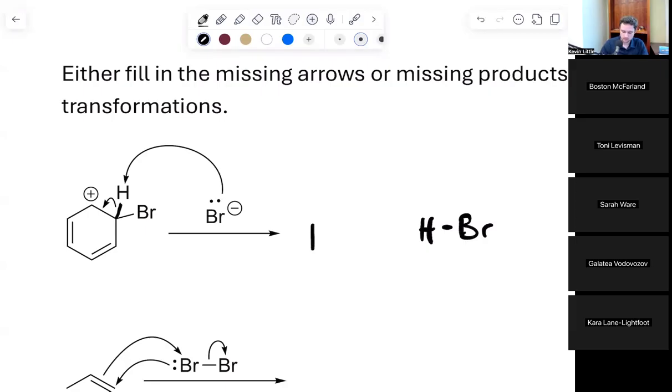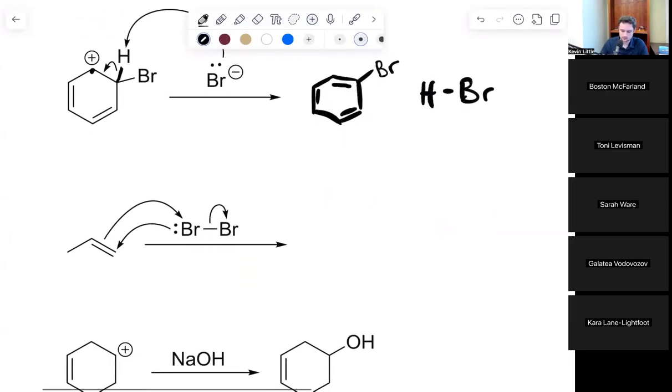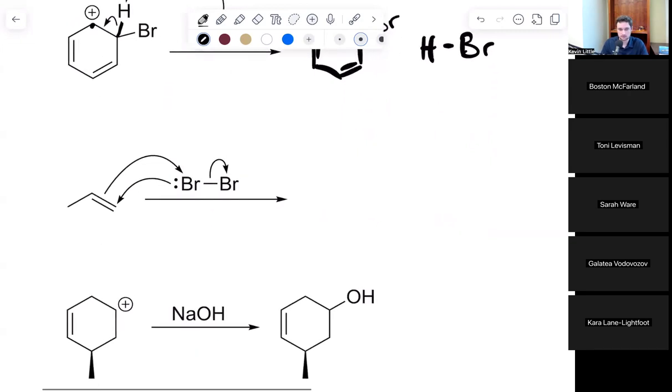So if I look at this other product, what's happened is, I like drawing the starting material in a question like this. The hydrogen was taken away and those electrons ended up here. Now, since this carbon was positively charged in the beginning, it got electrons. It is no longer positively charged. It ends up neutral. Okay. So this is a step based off of the electrophilic aromatic substitutions we talked about the other day.